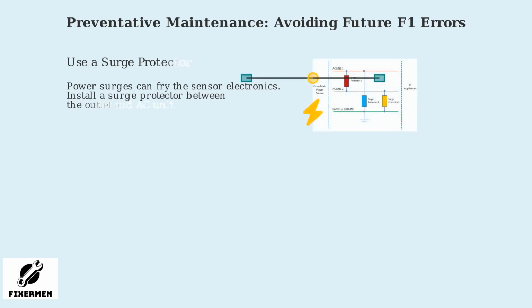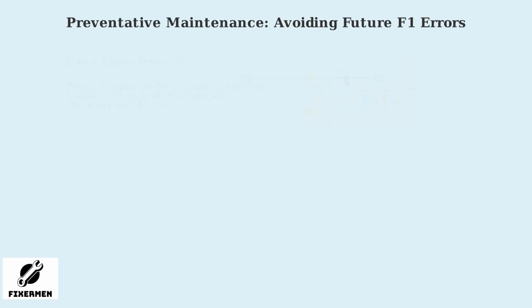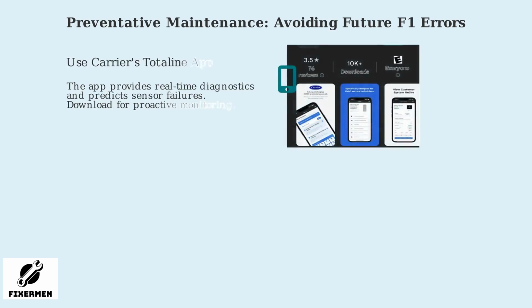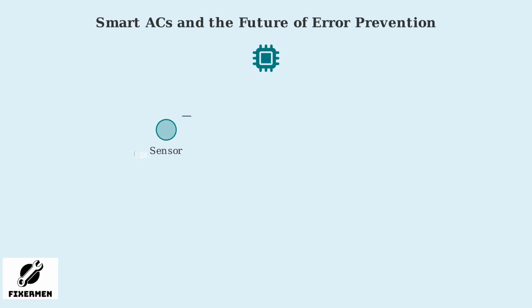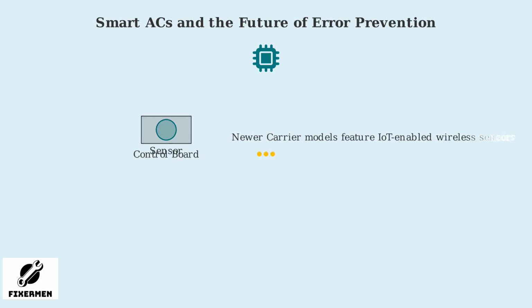Use a surge protector to shield the AC from power surges that can damage the sensor circuitry. Power spikes can cause sudden sensor failures, so connect your unit through a quality surge protector. Consider using Carrier's Totaline app for proactive sensor monitoring and predictive maintenance. The app can alert you to potential issues before they cause an F1 error, allowing you to schedule maintenance in advance. Newer Carrier window AC models integrate smart technology and wireless sensors that are IoT-enabled to predict potential sensor failures before the F1 error even occurs.